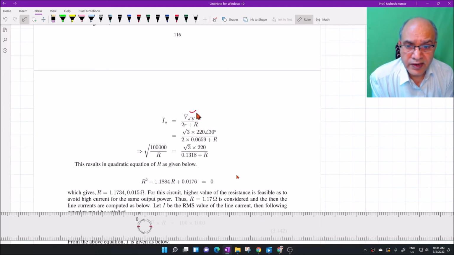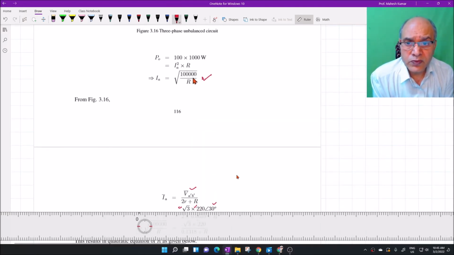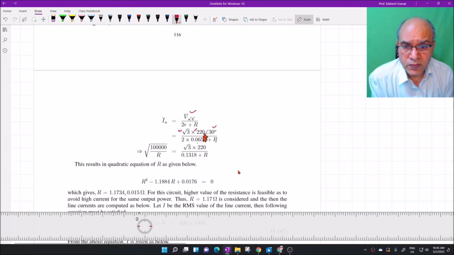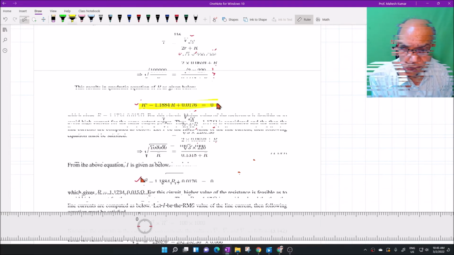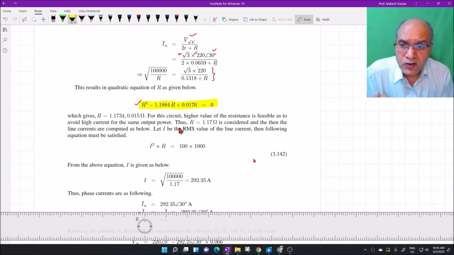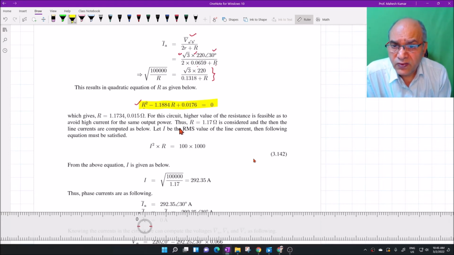Substitute the value of VAB dash. Since it is a balanced three phase input, it becomes root 3 into line to line voltage, 220, at angle 30. This is 2 into R, this is R. Now if you solve these equations, that is IA equal to this much and also equal to this much, you will get a quadratic in R. Now from this the values of R are found, and there are two values, one is 1.17, another value is 0.015.